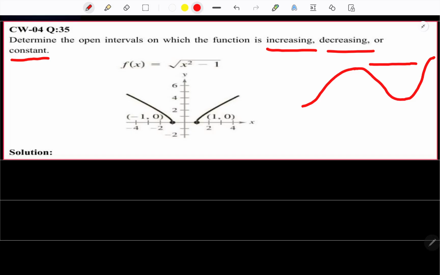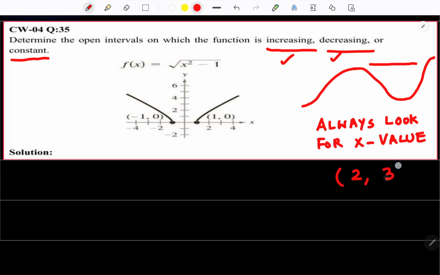For these types of questions, for increasing and decreasing, you must keep in your mind, always you look for the x value. What do you mean by x value, teacher? Look here. 2 comma 3. What is your x value? 2. Right? Minus 2 comma 5. What's your x value? Minus 2. So always you look for the x value. This is your x value. This is your x value. And all the time in the picture you put minus infinity here and you put plus infinity here.